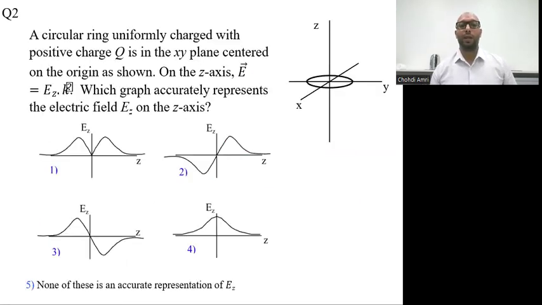Let's discuss the second example. A circular ring uniformly charged with a positive charge Q is in the XY plane centered on the origin as shown. On the Z-axis, the electric field is E equal to Ez multiplied by the unit vector k. Which graph accurately presents the electric field Ez on the Z-axis? Imagine that our point is here, P.